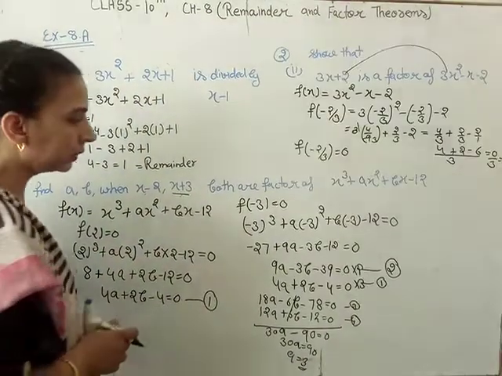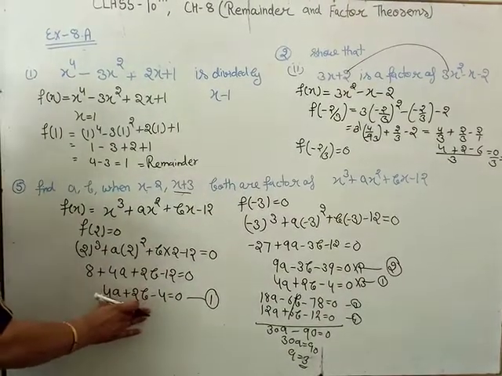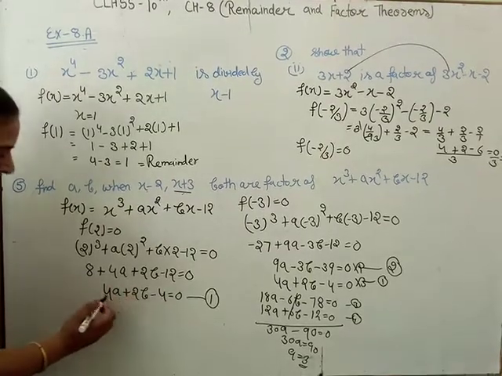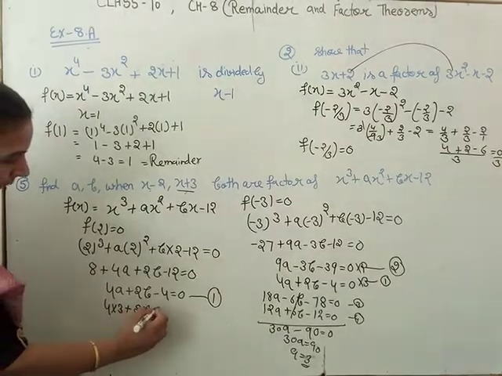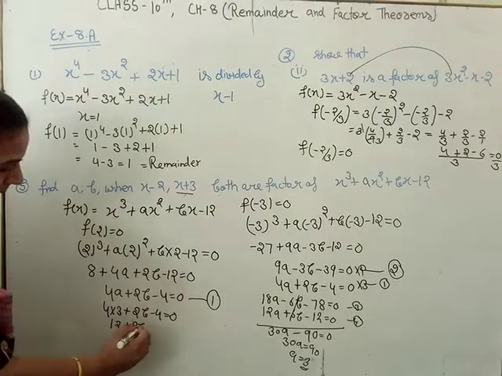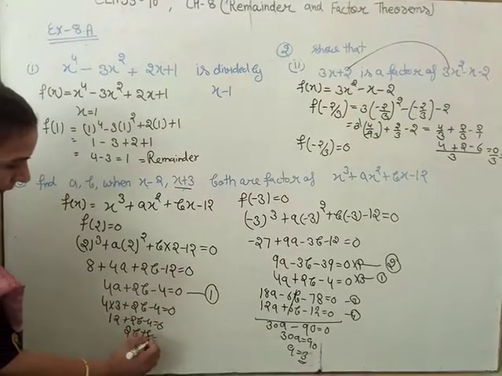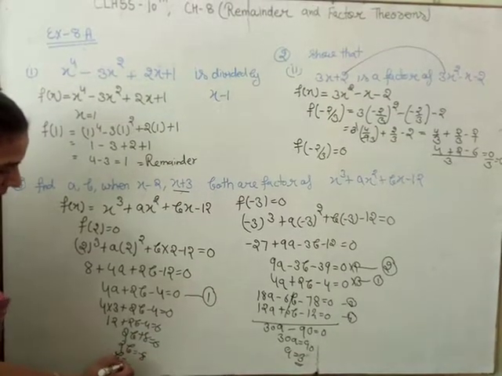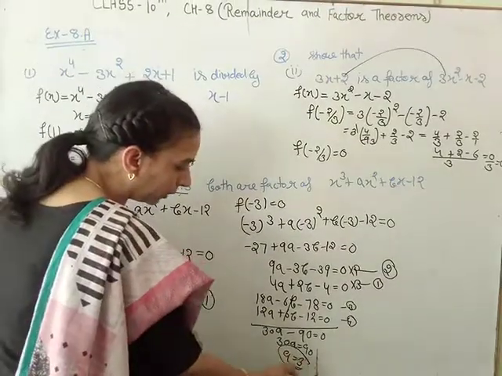If a equal to 3, then we put 3 in place of a in equation number first, then find the value of b. Then 4 into 3 plus 2b minus 4 equal to 0. 12 plus 2b minus 4 equal to 0. Then 2b plus 8 equal to 0 and 2b equal to minus 8, b equal to minus 4. Then value of b equal to minus 4 and value of a equal to 3.